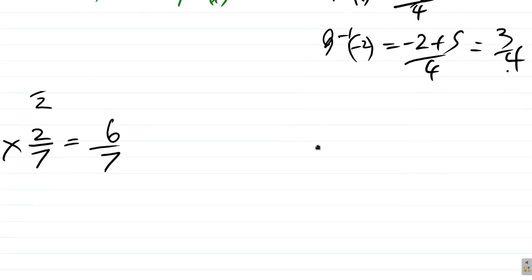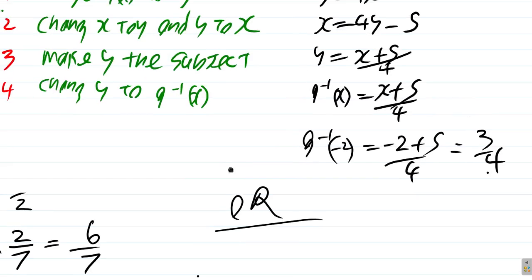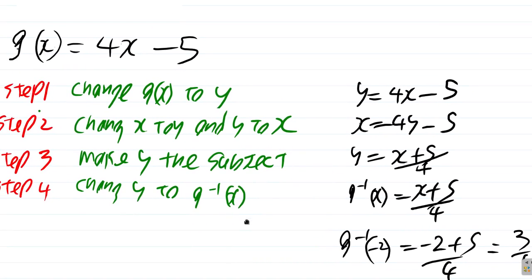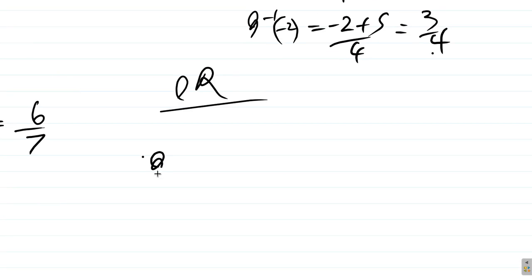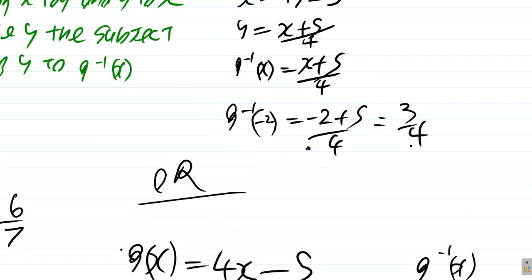Now, another thing, it's not as easy to remember, but it's shorter. Another thing you could do is consider this. When you put a number into a function, you get an answer. If you put the answer into the inverse, you get back a number. So g of x is 4x minus 5. You have g inverse of x is whatever it is. Let's imagine you didn't do this yet and you don't know what it is.